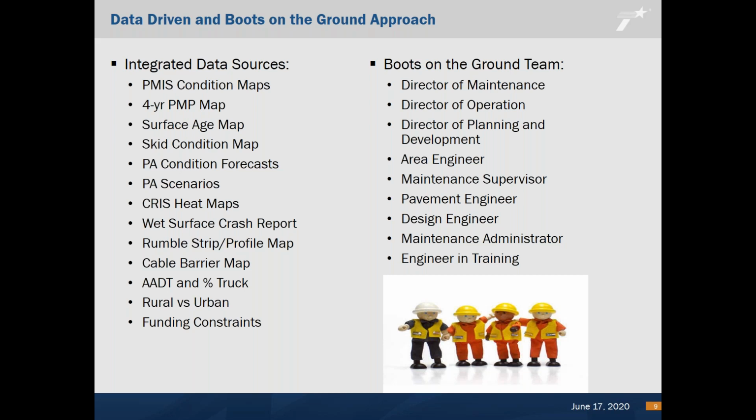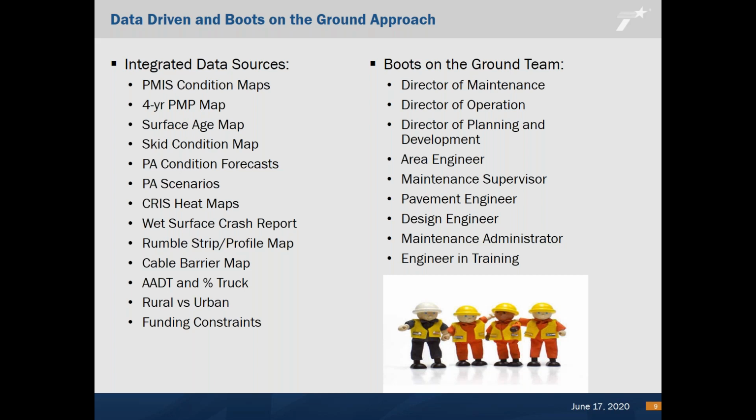In the process, they do use pavement data, the last year's 4-year plan, surface age data, skid data, pavement condition forecasts, and they run different pavement analysis scenarios. They do consider crash heat maps, wide surface crash reports, all kinds of safety related features, and traffic, rural, urban, and the funding constraints. They use different analytical tools to come up with their project list and rank their projects. Some of them use Excel spreadsheets, others use PavementAnalyst, others use DecisionLens to make decisions. But regardless, the pavement management system is used as a hub to bring all the data together.